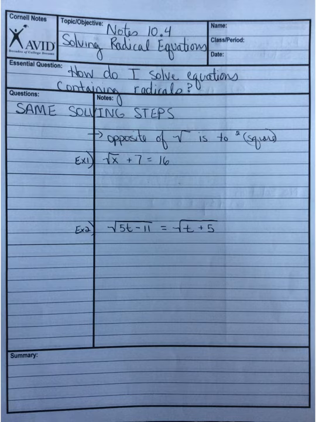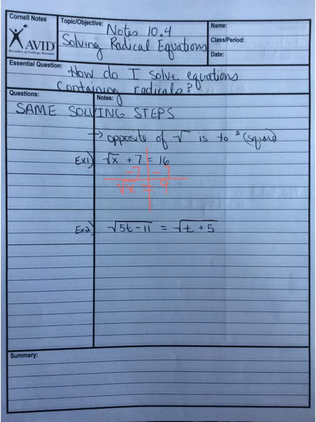Solving. We're going to solve equations that contain radicals, and our solving steps are the same. And I want to remind you that the opposite of add is subtract, and multiply, divide. And we know that the opposite of taking the square root of something would be to square it. So let's go ahead and draw a line down our equal sign. The opposite of that plus 7 would be take away 7 on both sides. We're left with the square root of x equals 9.